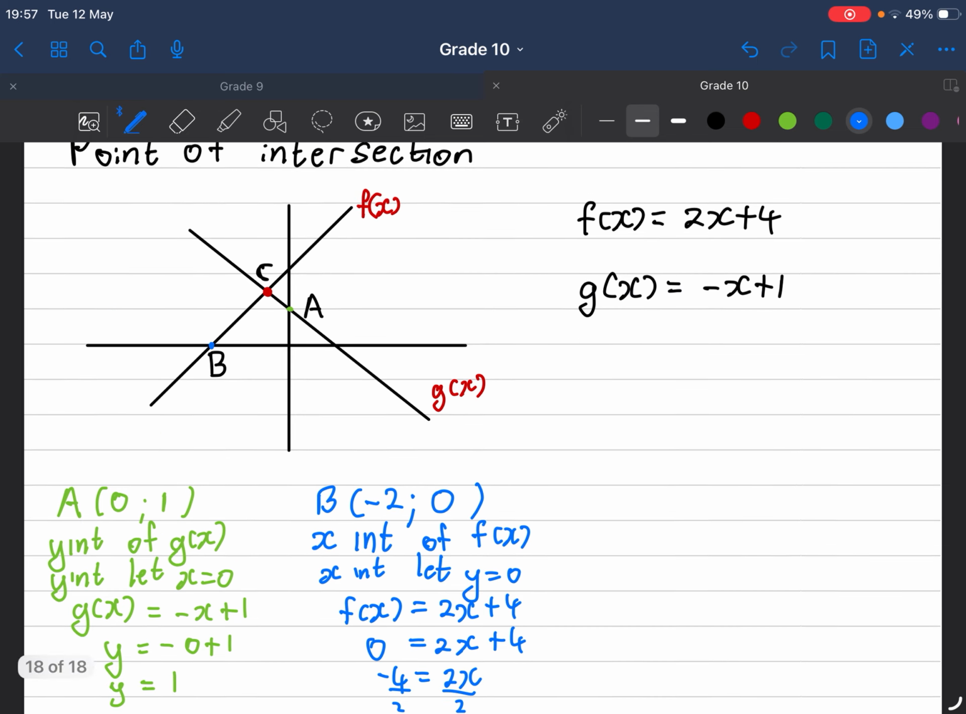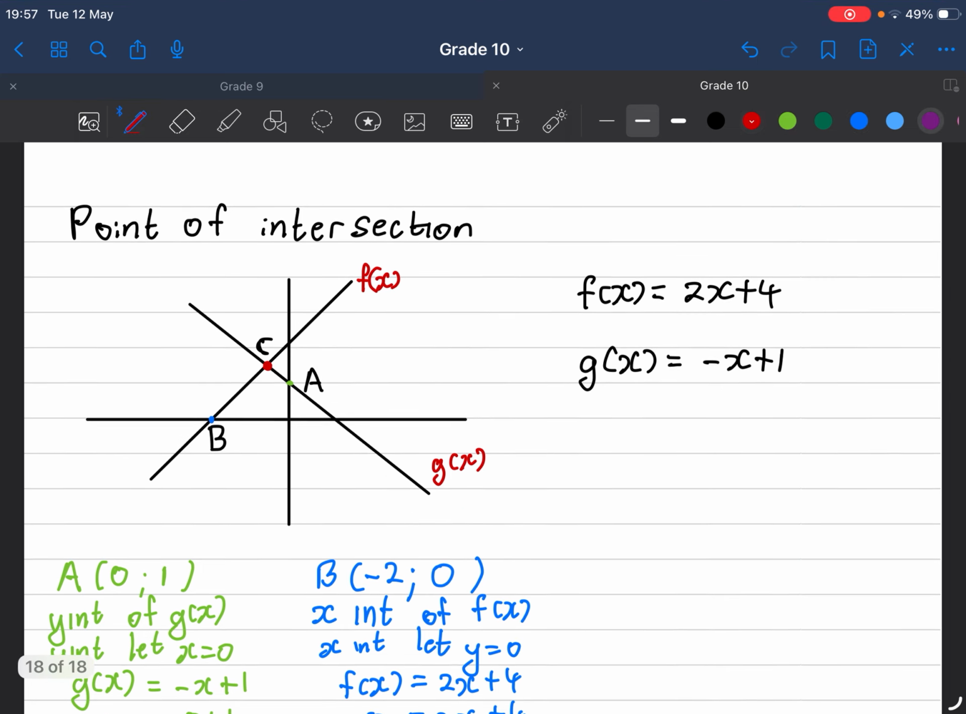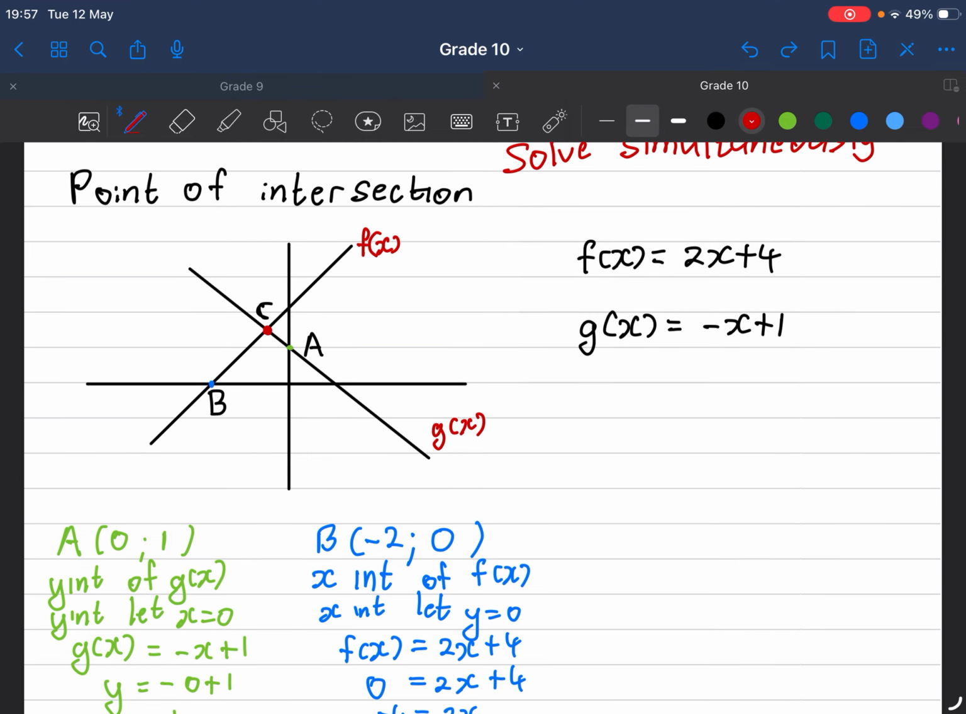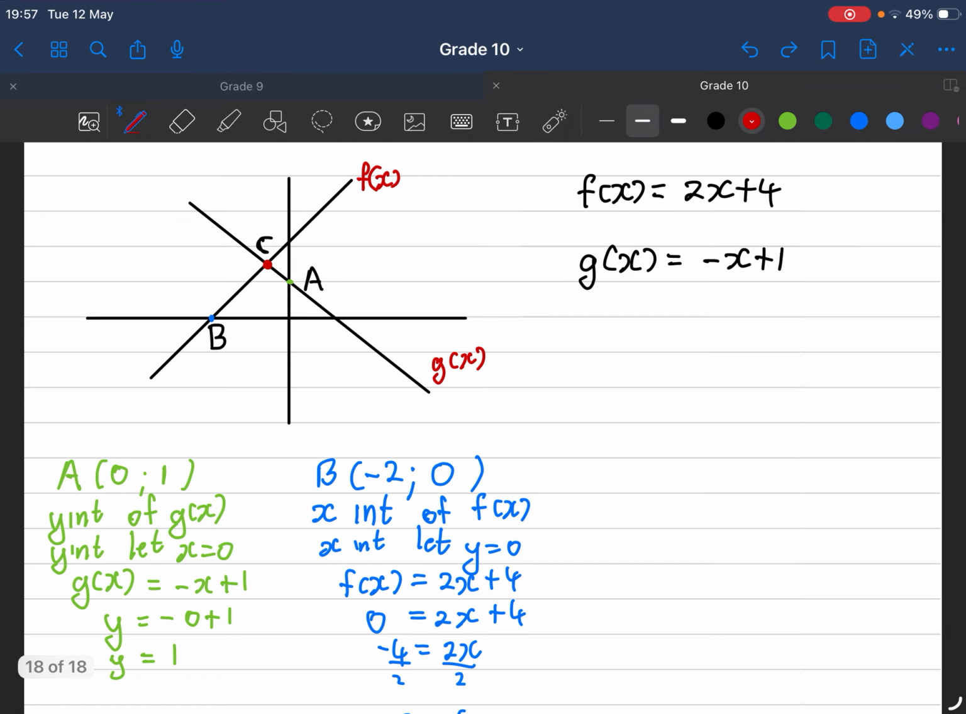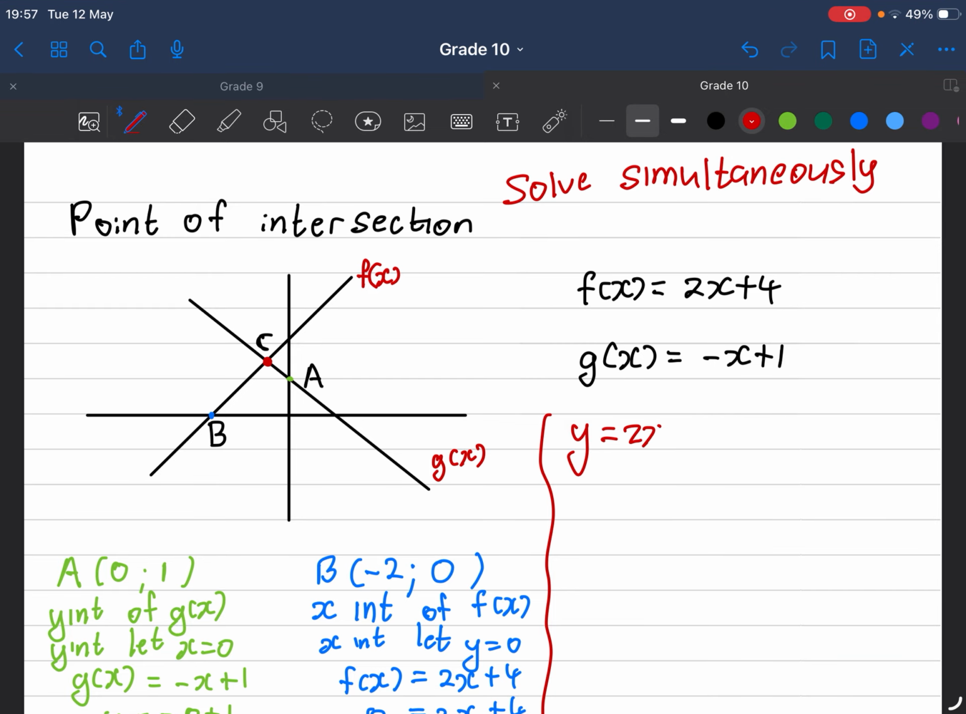Alright, so that was just point A and point B. Now, for point of intersection, the method we use is we solve our equations simultaneously. What equations? These, the equations for the two graphs that meet. So in this case, we are looking at y is equal to 2x plus 4 and y is equal to minus x plus 1.